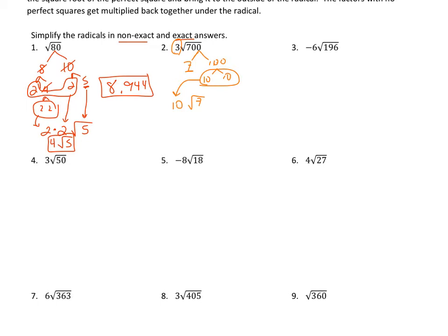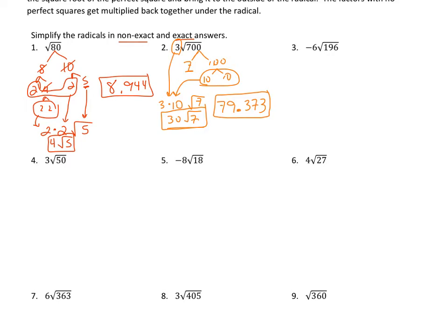But we had this 3 on the outside to begin with, so that needs to be multiplied by the 10 that is joining it. So now we've got 30 times the square root of 7. And if I type that into my calculator for the decimal answer, I get 79.373, which is the non-exact or estimated answer, versus 30 square root 7, which is the exact answer. Now the reason that I want you to find the non-exact and the exact is if you type in the original problem, you will get the same decimal answer as you will right here.